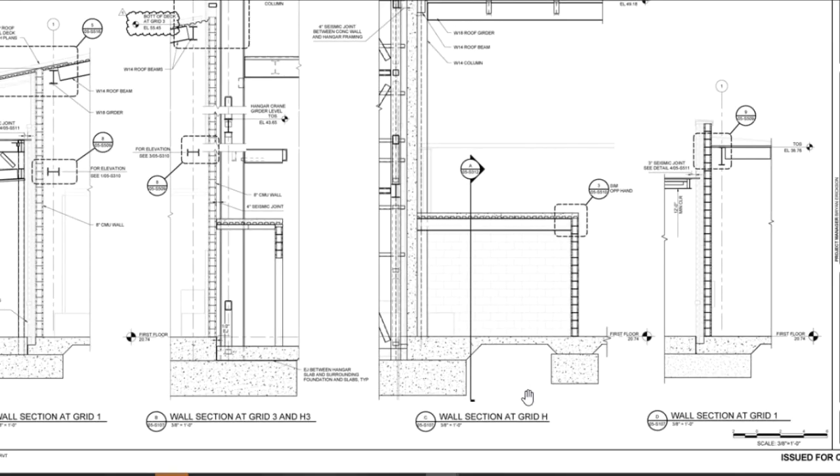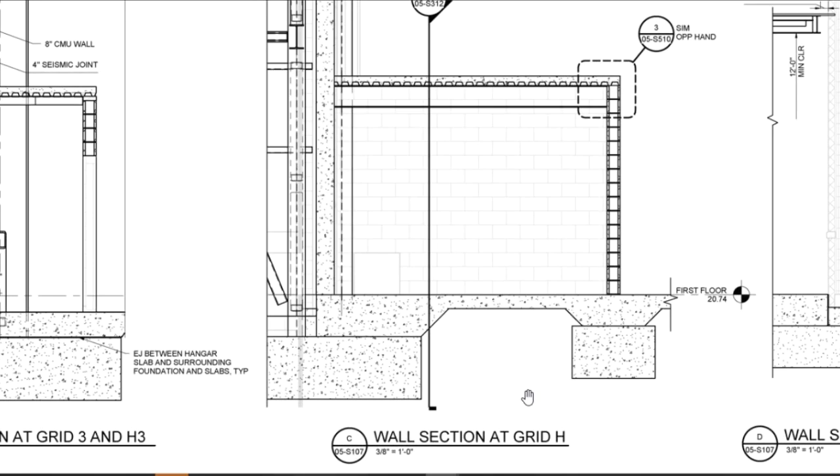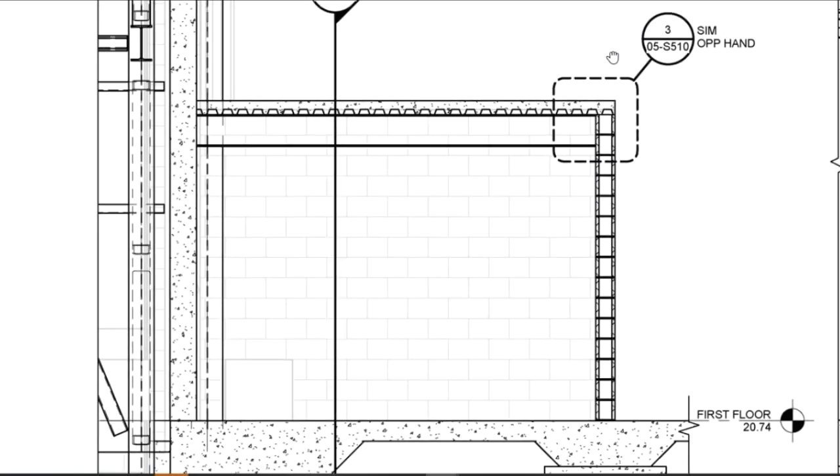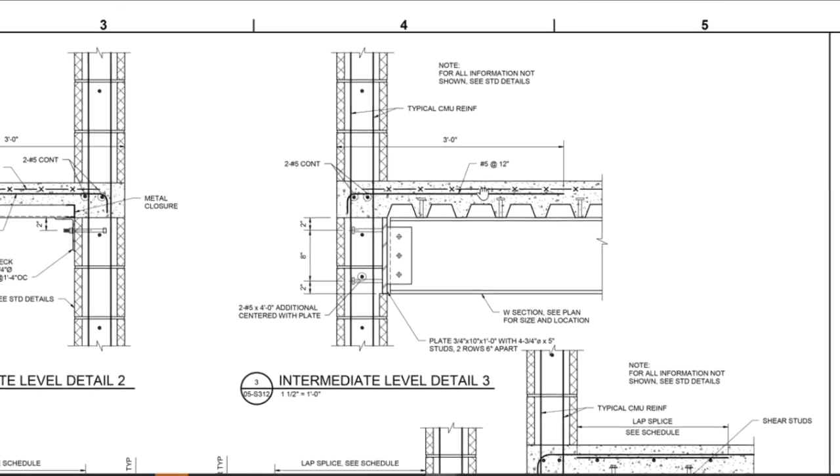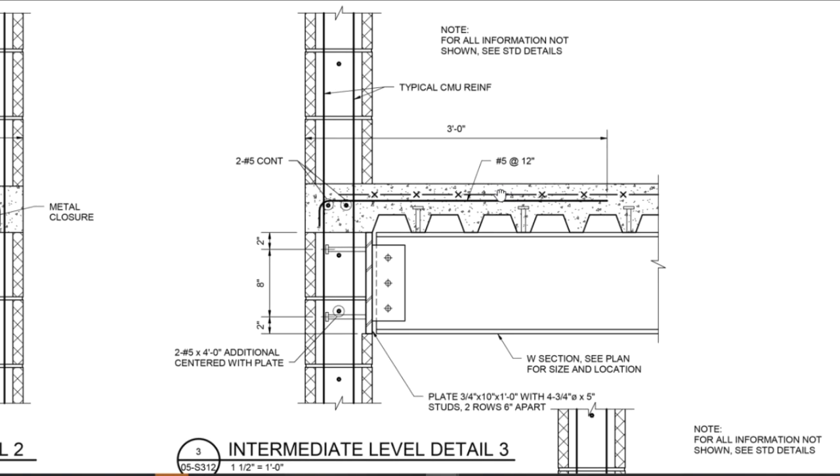Let's review another cut wall section along grid line H. Detail 3 on sheet S510. This detail shows a metal deck supported by a steel beam. Steel beam attached with bolts to the plates embedded into CMU wall with welded studs.